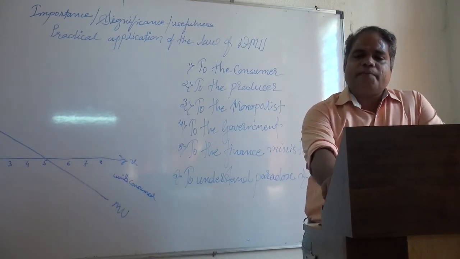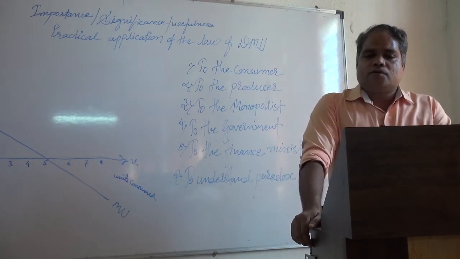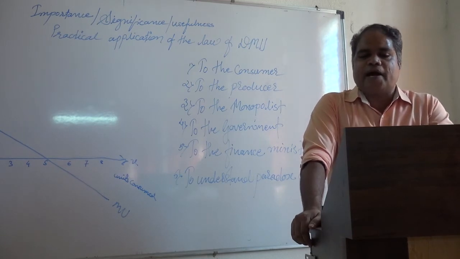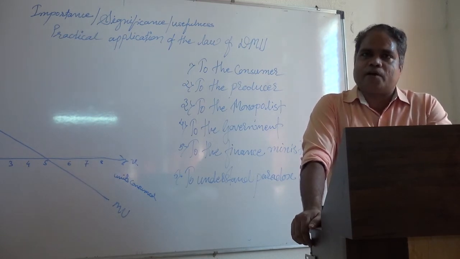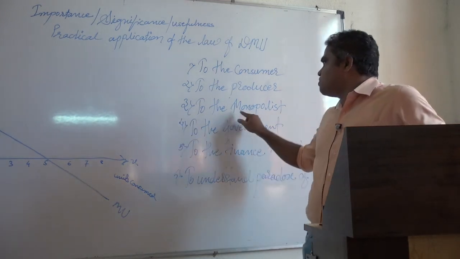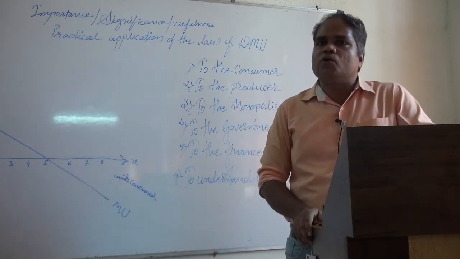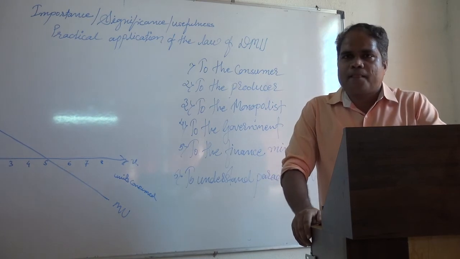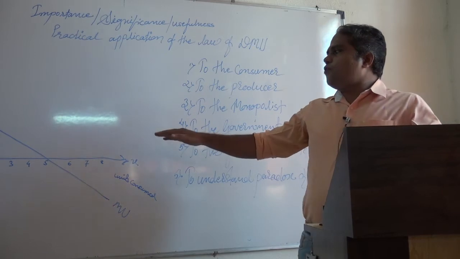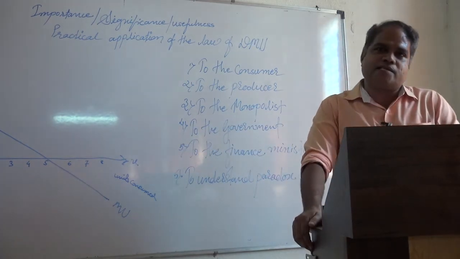So the law of diminishing marginal utility helps the monopolist to practice price discrimination, that is, charging different prices to different consumers for the same product. I am saying the law of diminishing marginal utility also helps the monopolist, meaning the seller who has complete control over product supply and the price of the product. Explanation of the law of diminishing marginal utility helps monopolists with price discrimination.